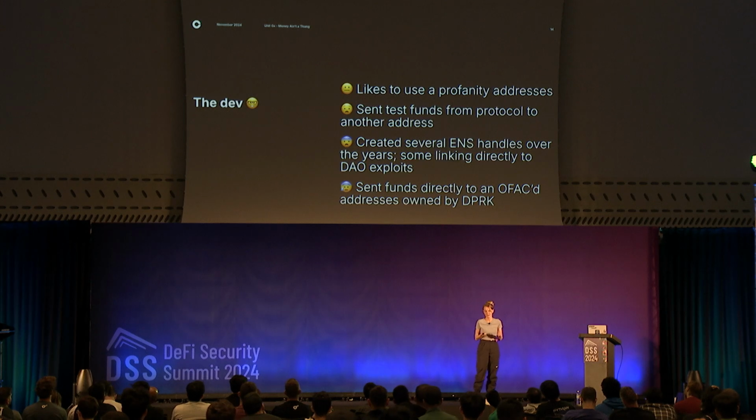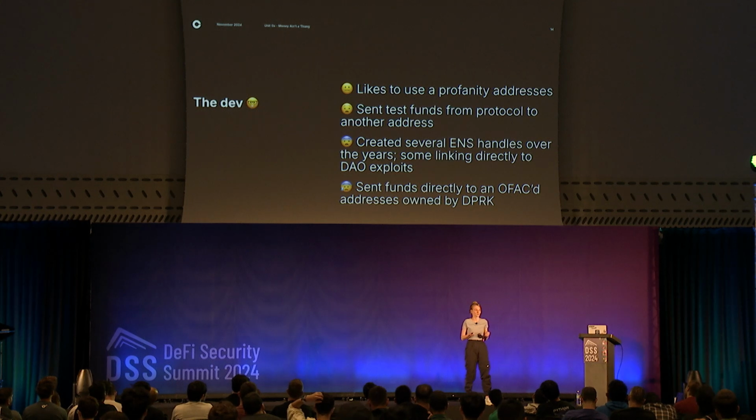Then, when you looked at those several others, you'd find that he had created several different ENS handles over the years, some of which actually linked to DAO exploits that happened. One of them, for example, was Yam Finance back in 2020. So this dude's been around for a really long time. And then the icing on the cake was that he had sent some funds directly to an OFAC address that was related to DPRK. And it was not an exchange address. It was an address that had only ever received 20 transactions. So this thing, it was donezo.